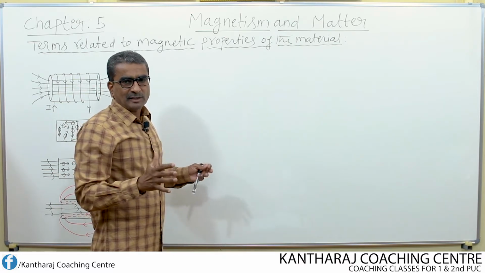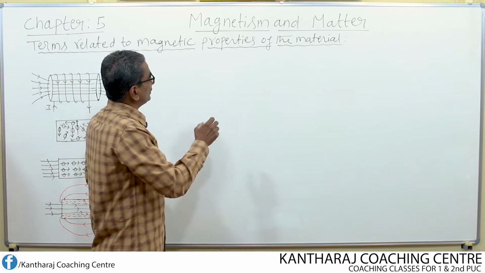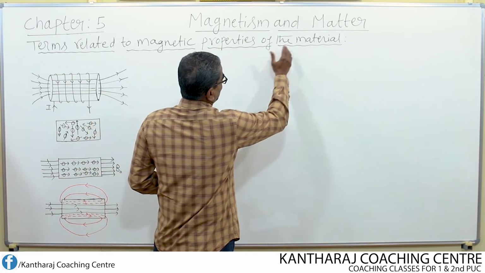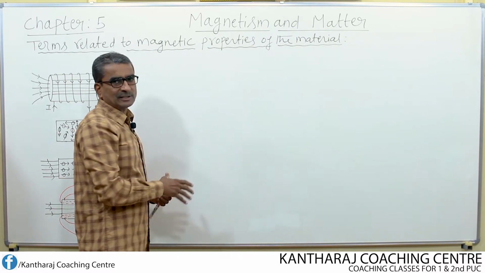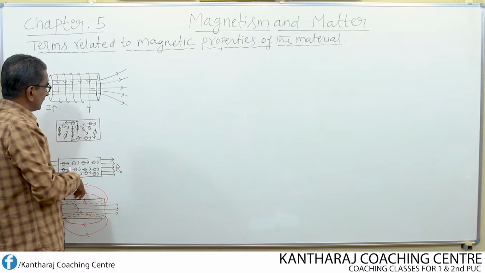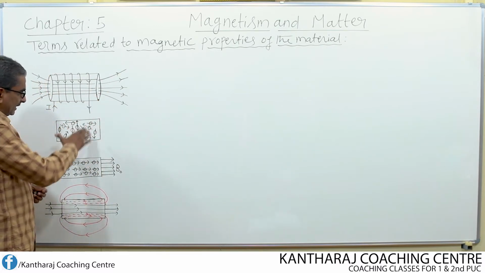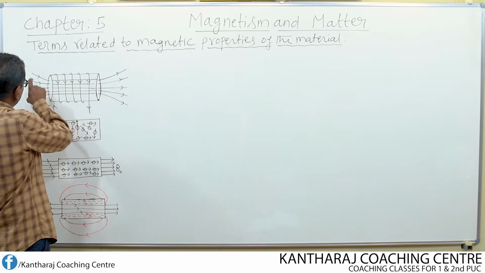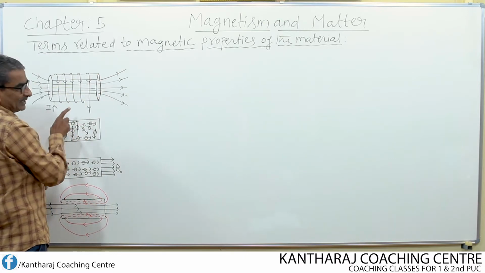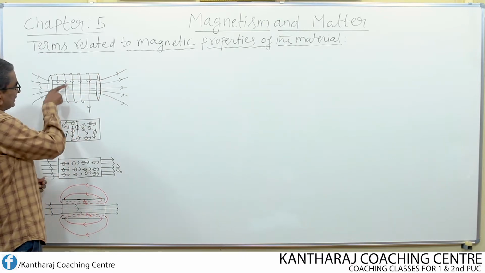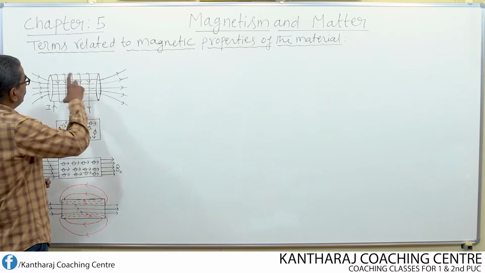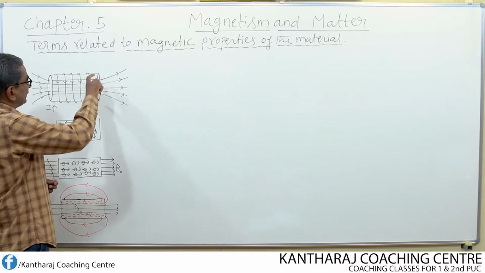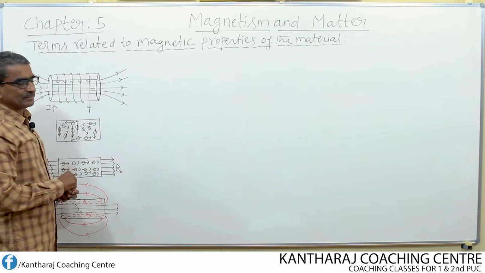So what are the different terms associated with the magnetic properties of materials that we are going to discuss? Let us consider the figures I have drawn on the board. This is a solenoid through which we pass current. It is nothing but copper wire wound on a non-magnetic tube in the form of a helix.